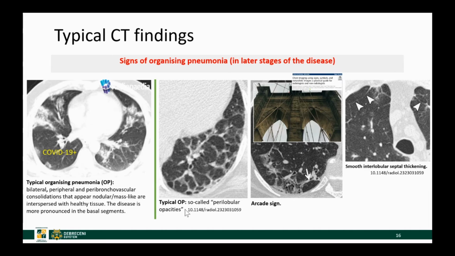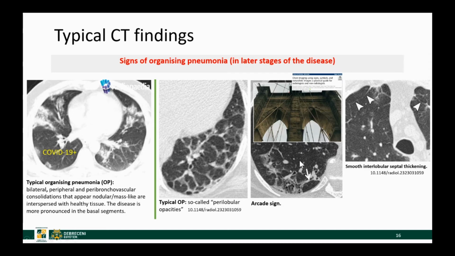Another sign of organizing pneumonia is the so-called perilobular opacity, which doesn't necessarily highlight the edges of the secondary pulmonary lobules, because these opacities are actually thicker than the wall or septum of the secondary pulmonary lobule. Here you can see the nice and thin septae of the secondary pulmonary lobule. So this is not COVID-19 pneumonia and not organizing pneumonia.